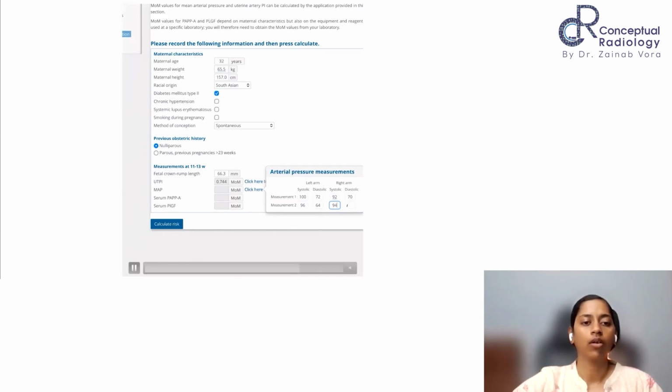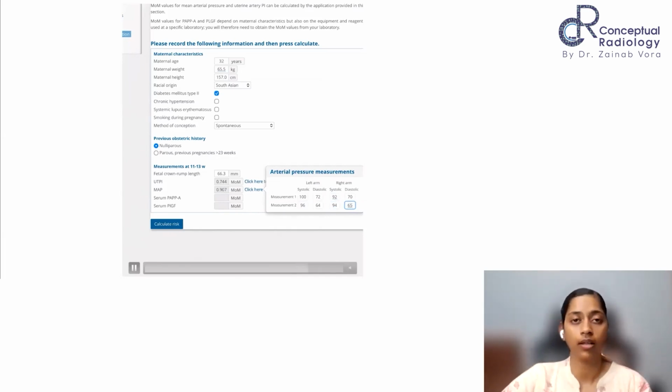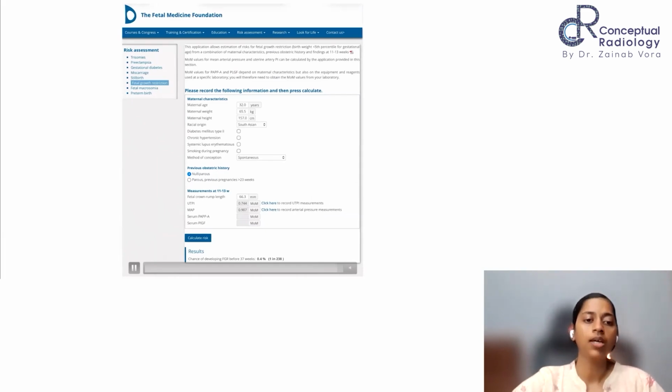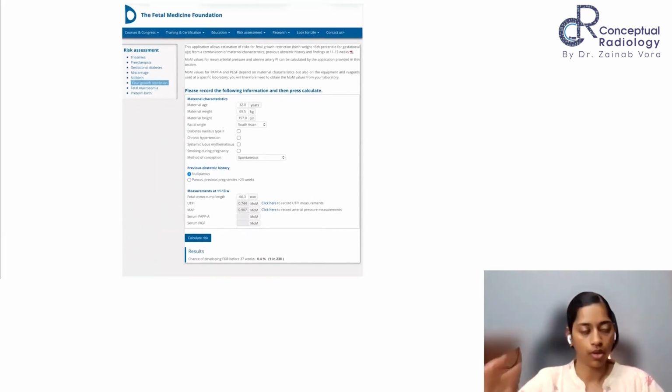So see, on uterine PI, in perinatology, we calculate the mean PI and then the percentiles. So here you get the multiples of median of both the uterine artery and the mean arterial pressure. And once you are done with this, if you have the values of PAPP-A, very good. If not, then just calculate risk.